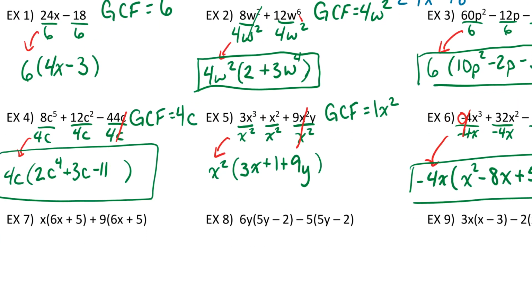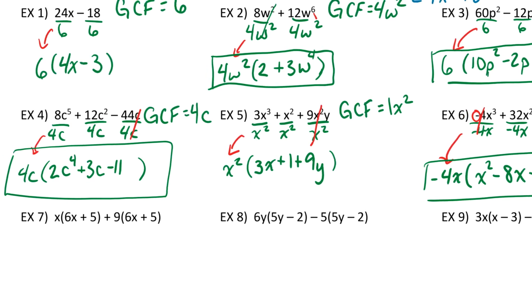All right, example 7. For this one, remember, we're looking for what's in common. So in this case, the GCF is going to be 6x plus 5, because that's what's shared in both of them. All right, it's a bigger GCF than all of the other ones, but that's perfectly fine. We're still going to do the same thing. We're going to divide both by 6x plus 5.